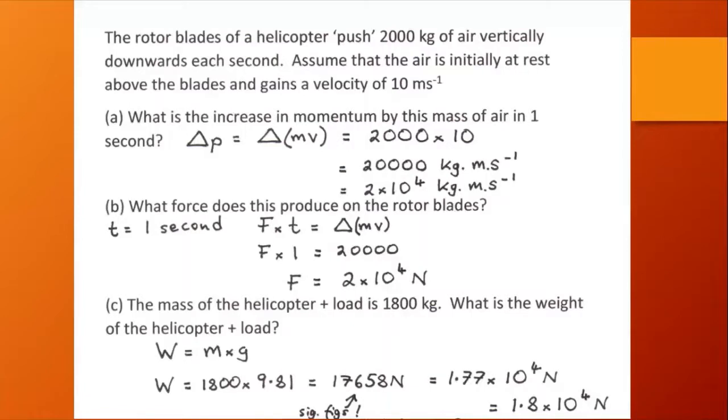And here we've got some answers. Change in momentum, 2 times 10 to the 4 kilogram meters per second. What force does this produce? 2 times 10 to the 4 newtons. Okay. The mass of the helicopter plus load is given, so we've got the weight as being about 1.8 times 10 to the 4 newtons, and we've not got too many significant figures.